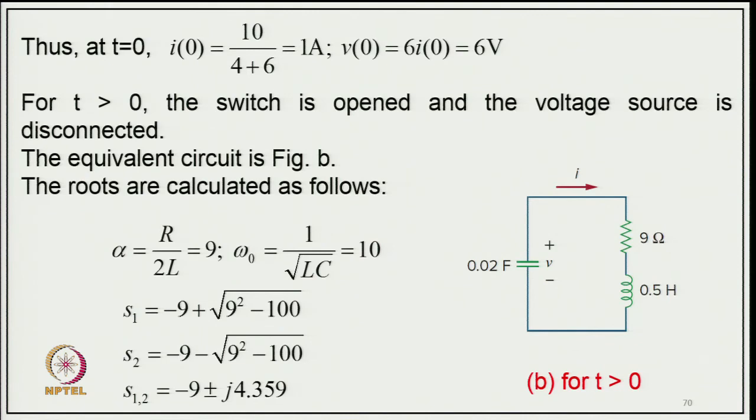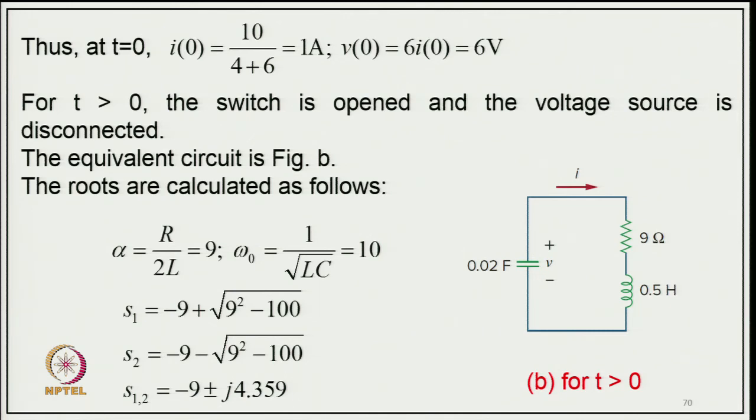So, at t equal to 0, I will be equal to 10 upon 4 plus 6, that is 1 ampere, and V0 will be 6 times I0, equal to 6 volt. For t greater than 0, the switch is open and the voltage source is disconnected, and the equivalent circuit is now in figure B, and the roots are calculated as follows.